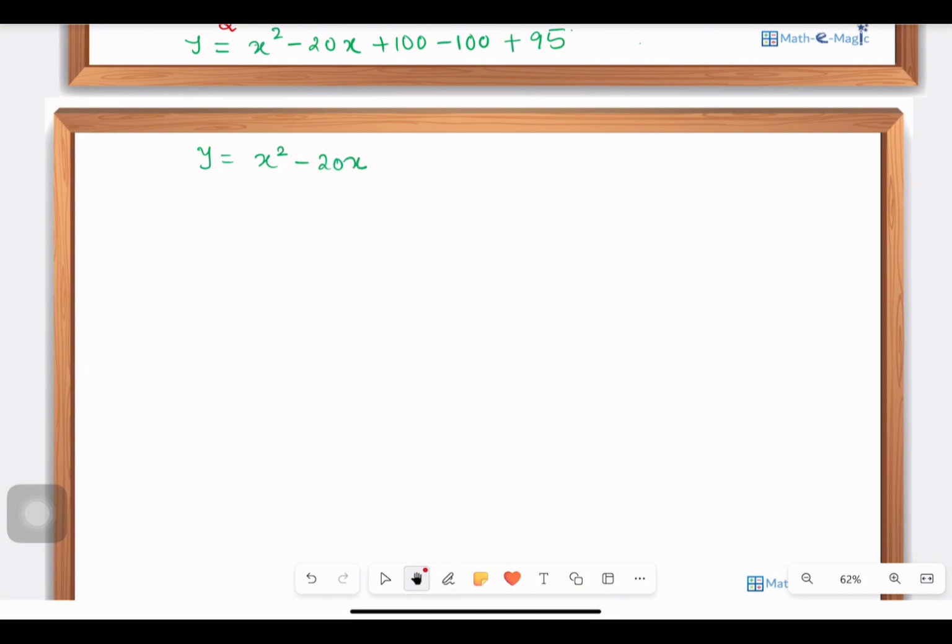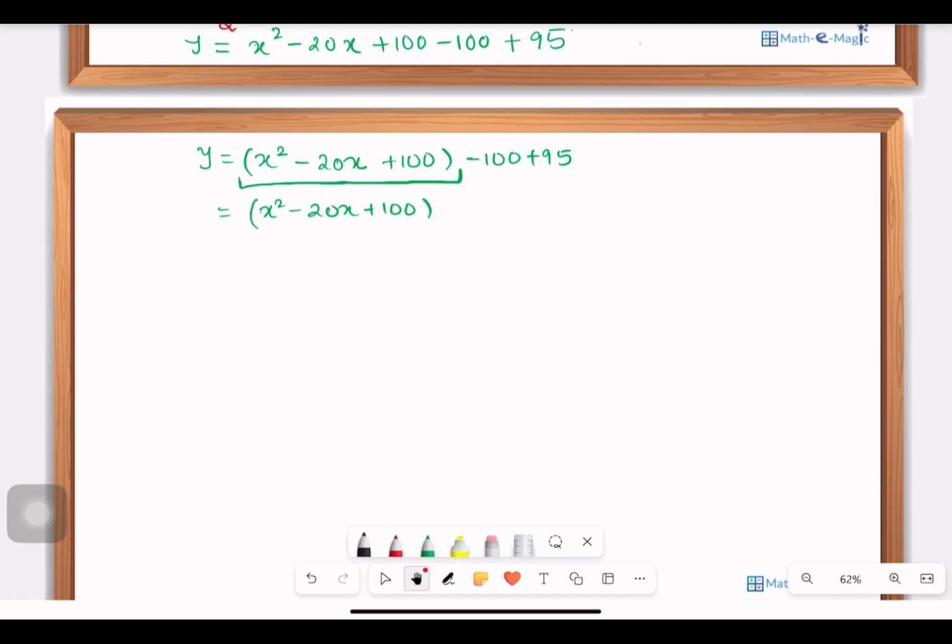So once we simplify, we get y equals x square minus 20x. We will take 100 and put it in parentheses, and keep the other values outside. We are doing this so that we can write it in the standard expansion of a plus b the whole square. So we keep x square minus 20x plus 100 just as it is, and let's solve what we have here. This will be minus 5.